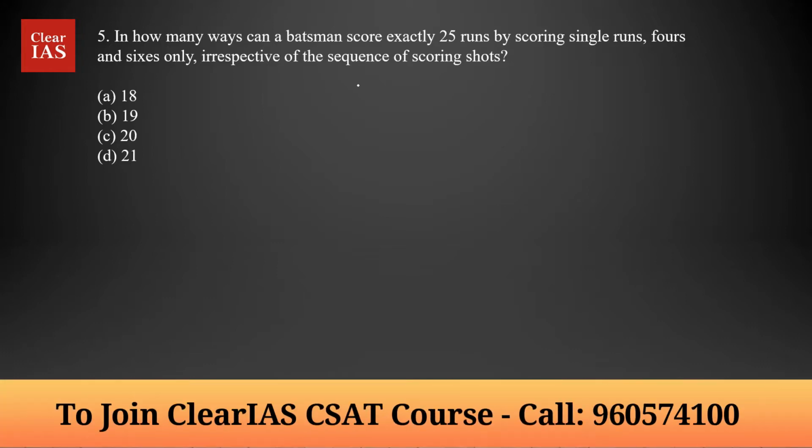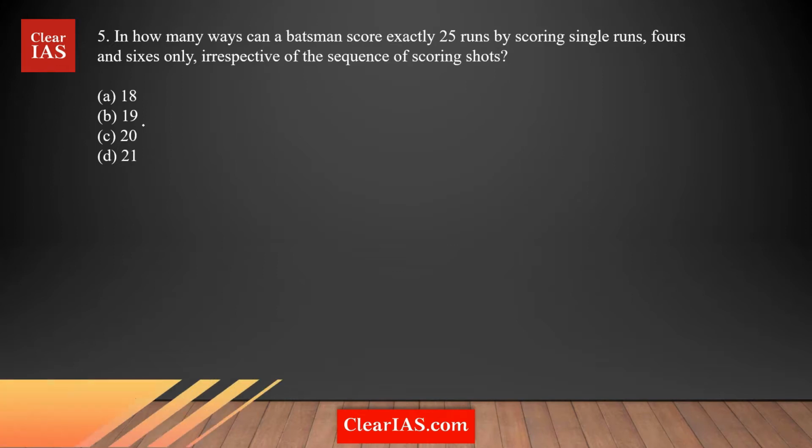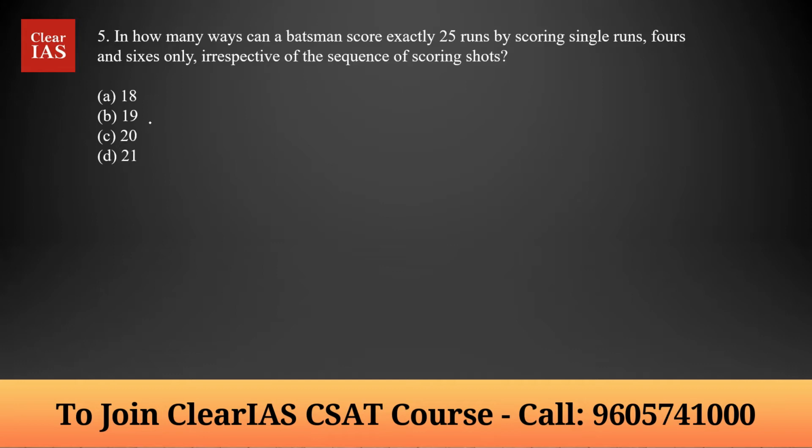So here there are multiple scenarios possible, right? The total runs he should score is 25. It can be by scoring singles, fours, and sixes, right? Different combinations are possible. And you can see the answer choices. See, all of them are very close by. 18, 19, 20, 21. If you miss one single case itself, you might end up marking the wrong answer, right? So this type of question definitely you should skip in an exam because it's not worth the time you invest.